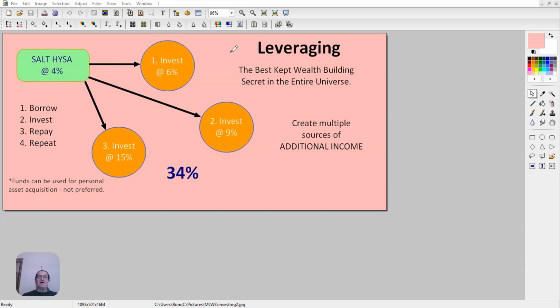This is the next step in generating wealth, using trading as your foundation to get this wheel in motion.